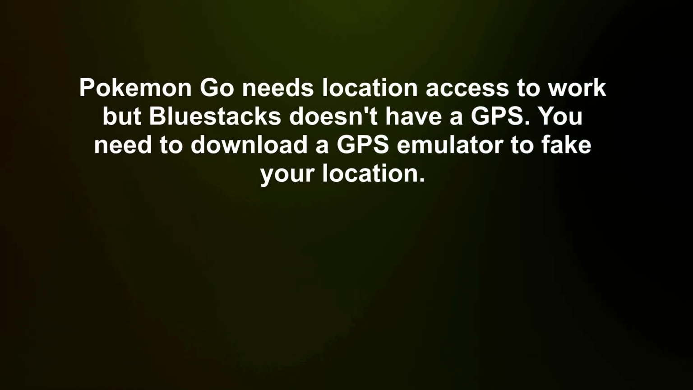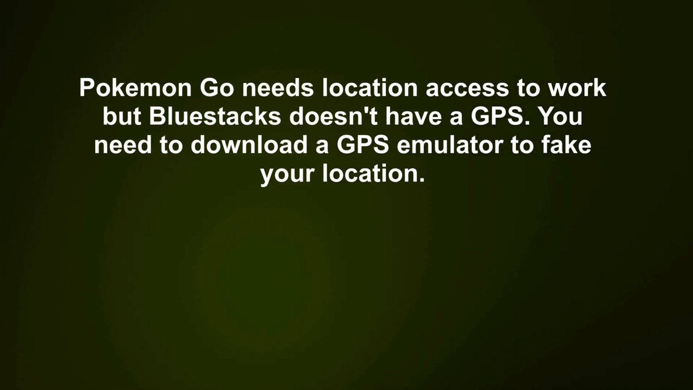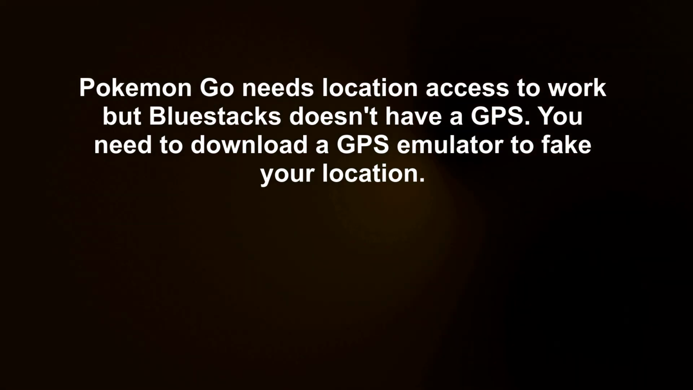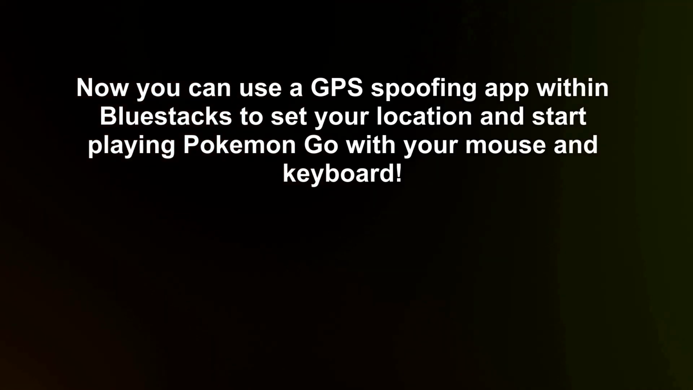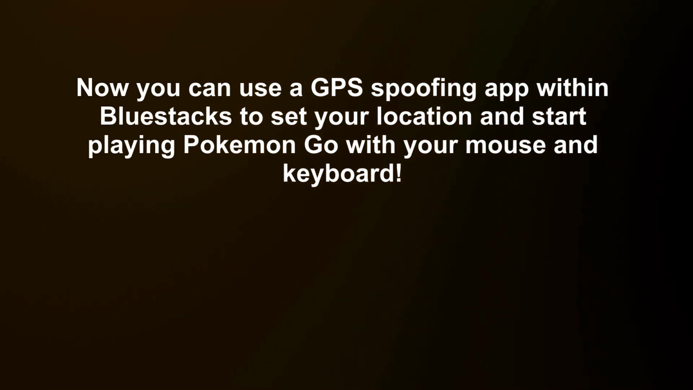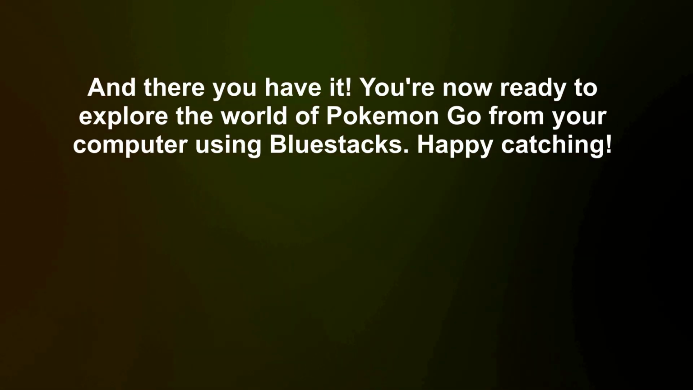Pokemon Go needs location access to work, but Bluestacks doesn't have a GPS. You need to download a GPS emulator to fake your location. Now you can use a GPS spoofing app within Bluestacks to set your location and start playing Pokemon Go with your mouse and keyboard.